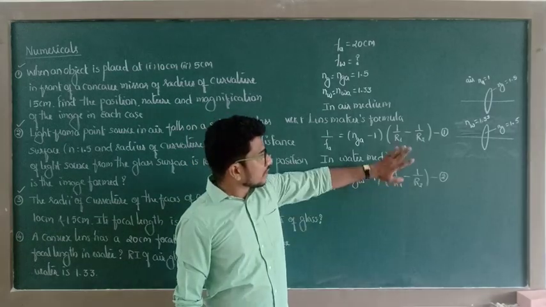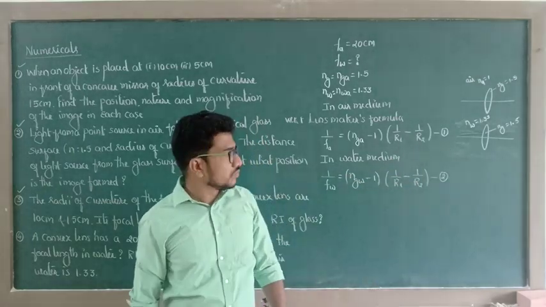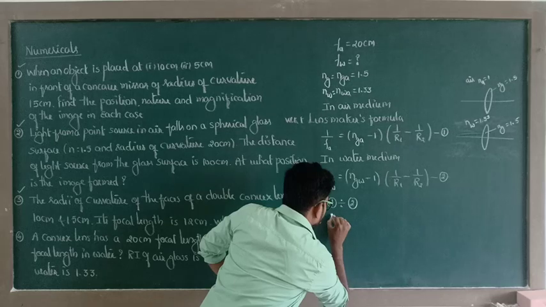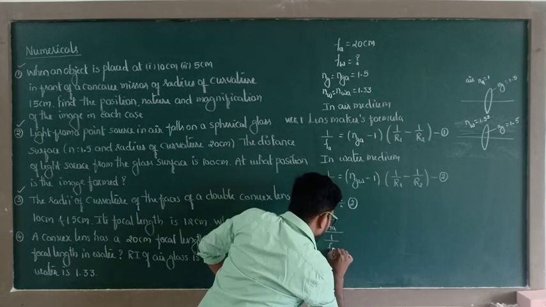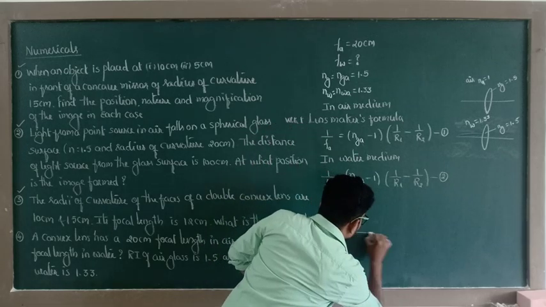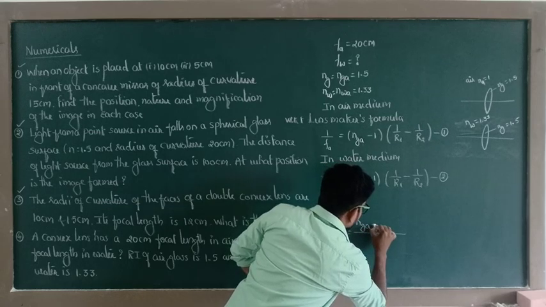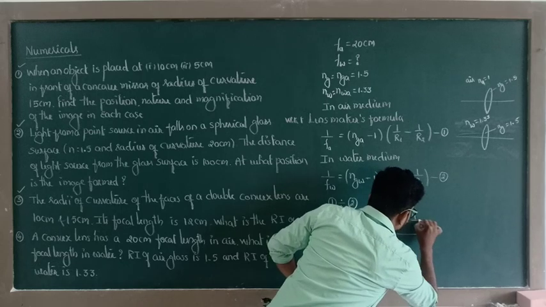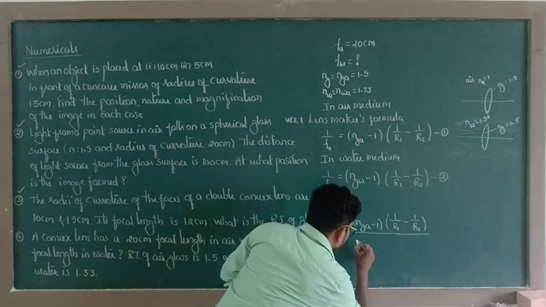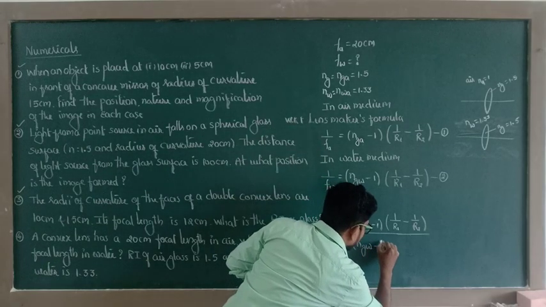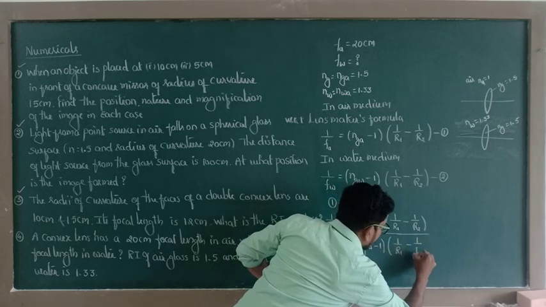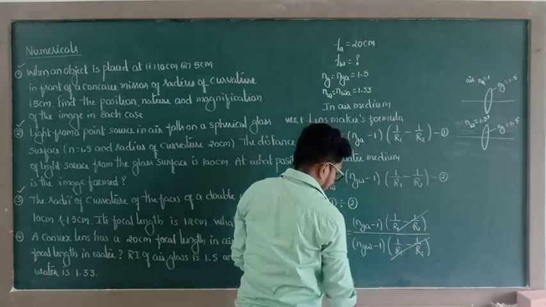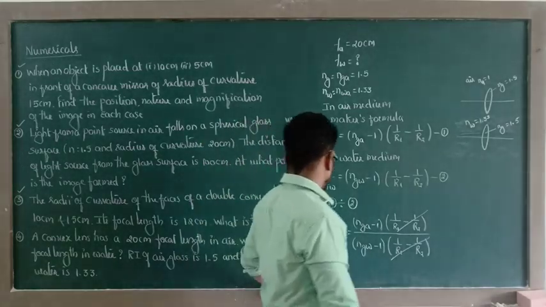And hence we can follow the next mathematical step: equation 1 divided by equation 2. 1 by focal length in air whole divided by 1 by focal length of the lens in water, this is equal to Nga minus 1 into 1 divided by R1 minus 1 divided by R2, divided by the refractive index of glass with respect to water minus 1 into 1 divided by R1 minus 1 divided by R2. 1 by R1 minus 1 by R2 get cancelled. Then solve this equation.